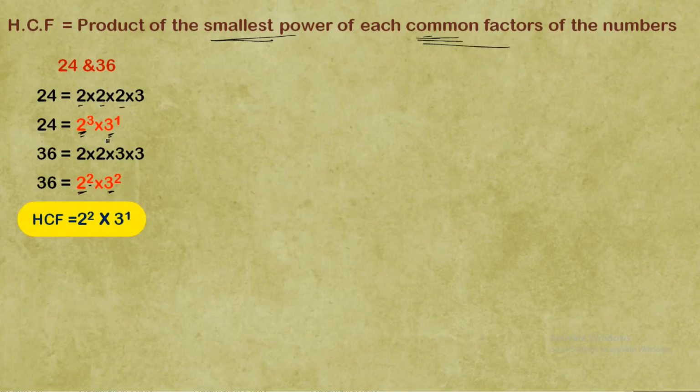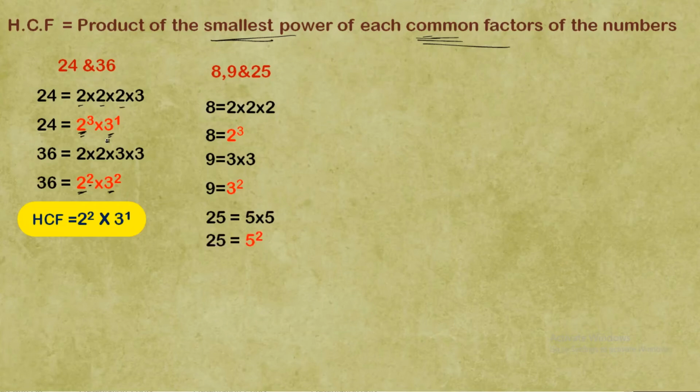Similarly, we'll take one more example. Here I have taken three numbers, 8, 9 and 25. Just like the earlier one, we will find the prime factorization: for 8 it is 2 cube, for 9 it is 3 square, and for 25 it is 5 square. So this is a little different. You see here we have 2, here we have 3 and here we have 5. So no prime number is common here.